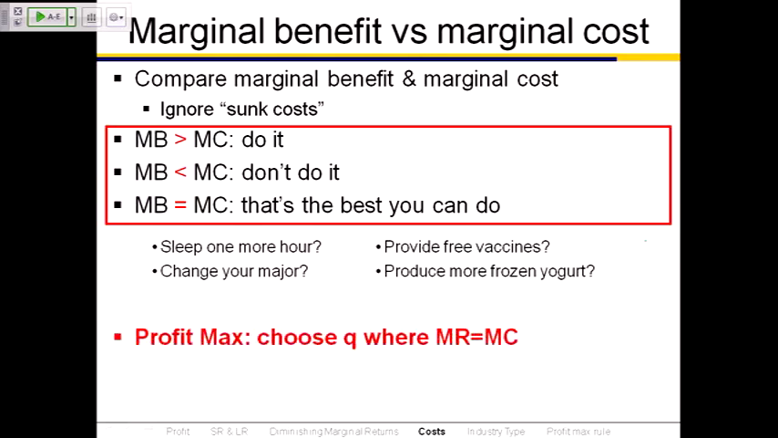For things like how much frozen yogurt, we're looking at profit maximizing decisions, and what we want businesses to do is to choose to produce the quantity where the marginal revenue equals the marginal cost. Question. What's the difference between marginal revenue and marginal benefit? Marginal revenue is an example of marginal benefit. So in those other things, you couldn't think about the marginal revenue of sleeping 1 more hour, but you think about the marginal benefit. The marginal benefit of producing 1 more unit is the revenue that you would get, so we just give it its own special name.